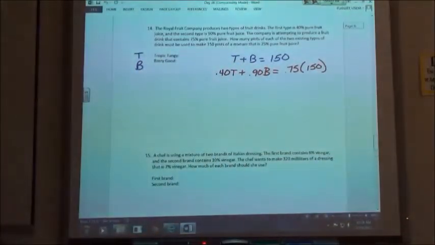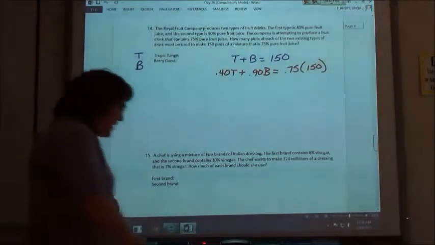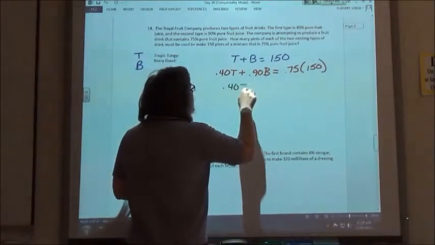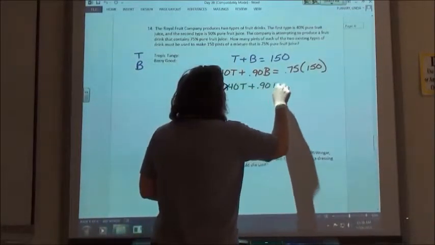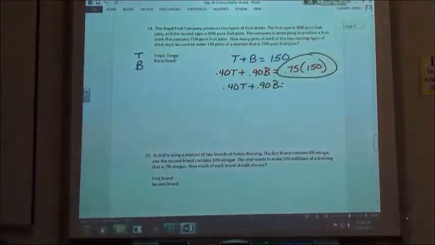So I have to remember there, that first step, that I've got to take that 75% of 150 to finish up my equation. So 0.40T plus 0.90B is going to equal, and I'm going to figure out what 75% of 150 is. And I get 112.5.